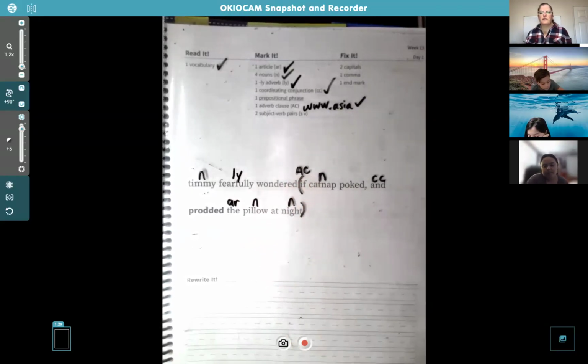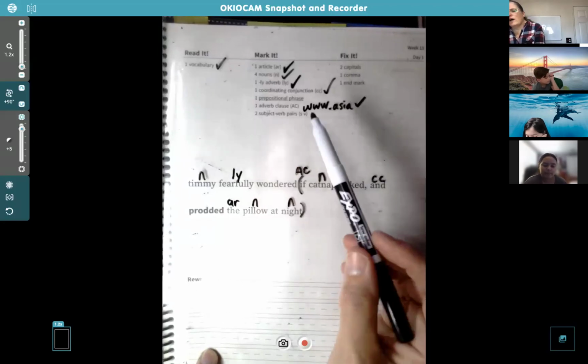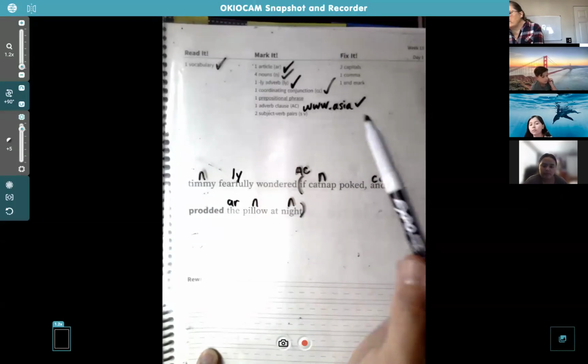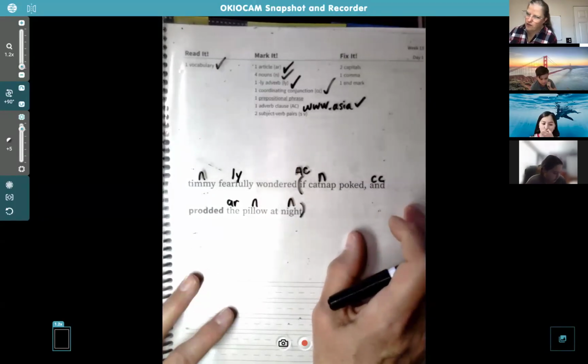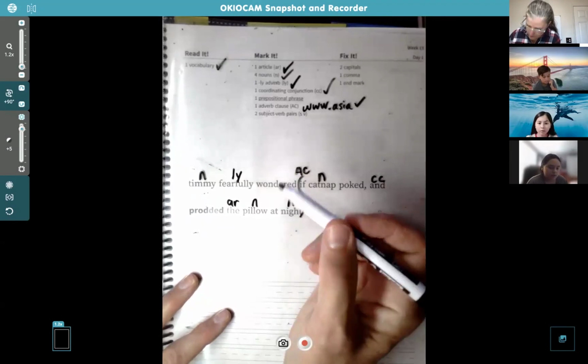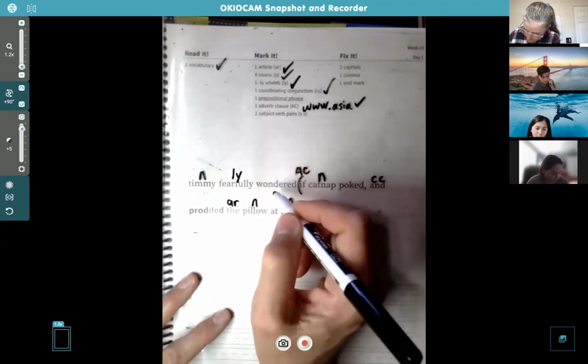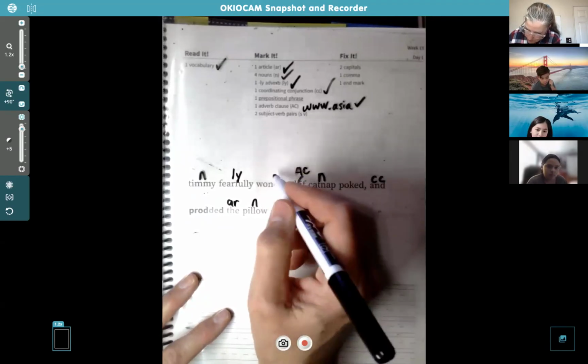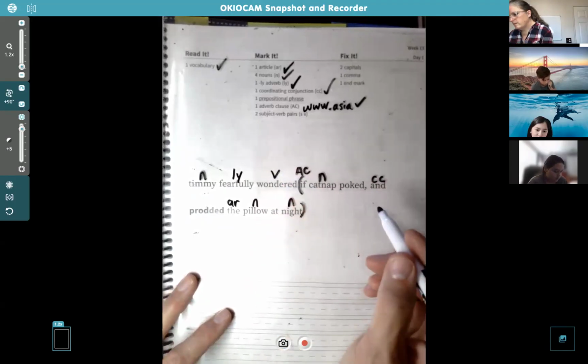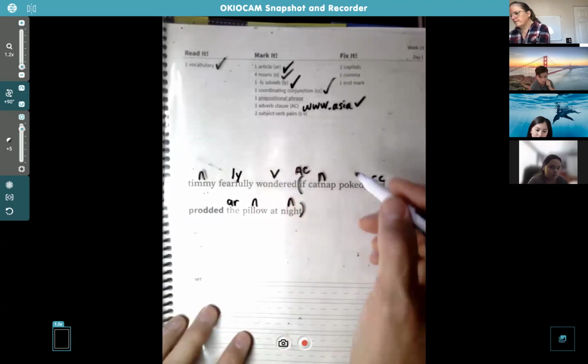And Malia, I know you came in a little bit late, but that's what we talked about in our lesson today. So you can go back to that page if you need to refresh your memory on those words. But okay. How about Lizzie? What about the verbs and the subjects? Help us find those. Wondered for the verb. Wondered. Yep, that's a verb. And then poked. Yep.